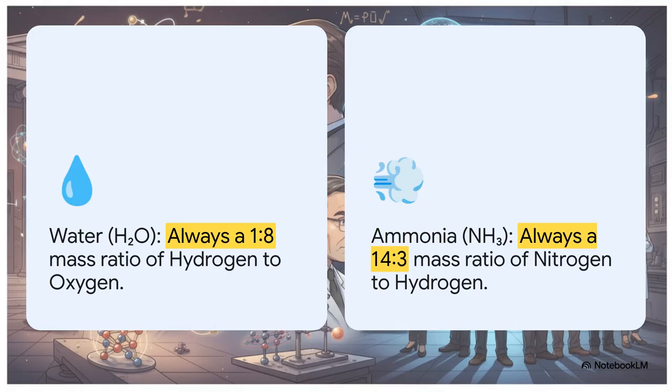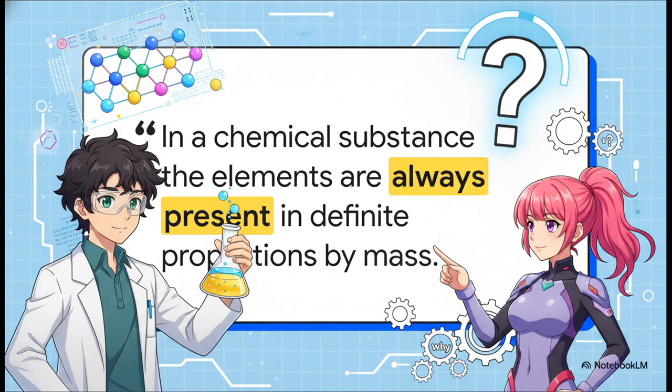The next piece of the puzzle came from noticing something else that was super consistent. Take water, H2O. It doesn't matter if it's from an iceberg or your kitchen sink. The ratio of the mass of hydrogen to the mass of oxygen is always 1:8, no exceptions. Same thing with ammonia. It's always a 14:3 mass ratio of nitrogen to hydrogen. It's like the universe follows very, very strict recipes. And Joseph L. Proust summed this up perfectly with what we now call the law of constant proportions. Basically, the recipe for any given compound is fixed. It never changes.